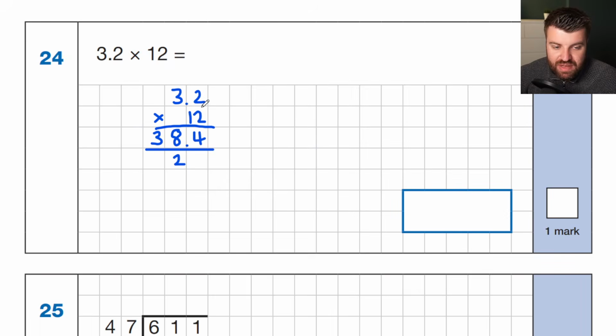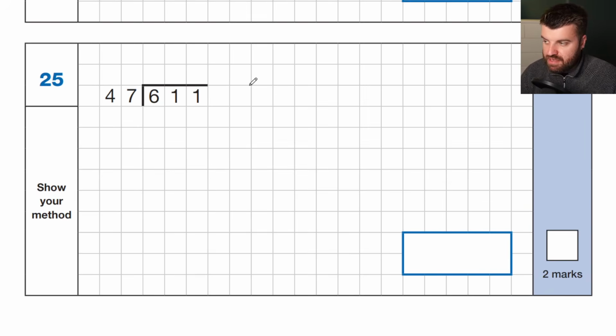Now, when you know the times table, you don't have to split this number. You can just treat it like the answer to the question, like we did there, 12 times 2 and 12 times 3. So the answer to this question is 38.4. Another way some people might have liked to do it is to multiply it by 10 and get 32, multiply it by 2 and get 6.4, and you add them up together. You'll get the same answer, doesn't matter.